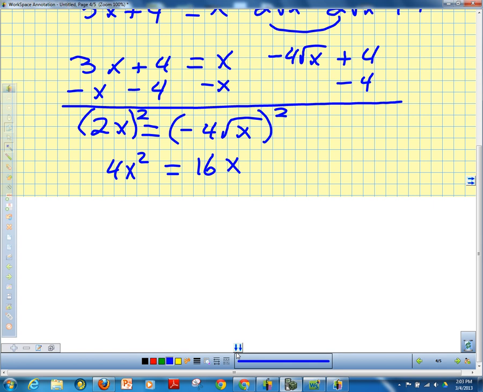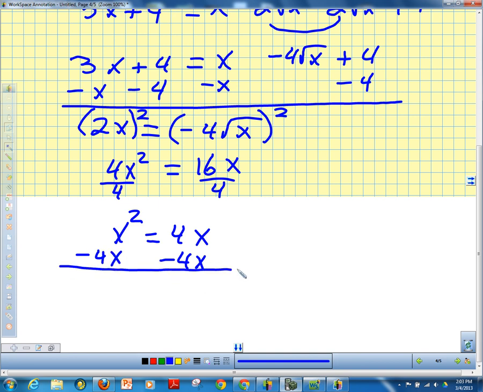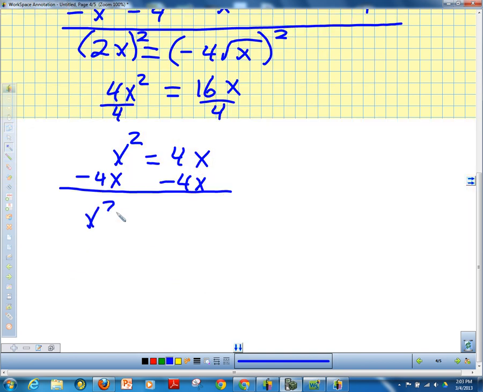So if you want, right here is multiple options. I could subtract 16x over. I could just divide both sides by 4. Right? So if I divide both sides by 4, then I get x squared equals 4x. Then I could subtract 4x over. No. Since it's a positive 4x. So I get x squared minus 4x equals 0.